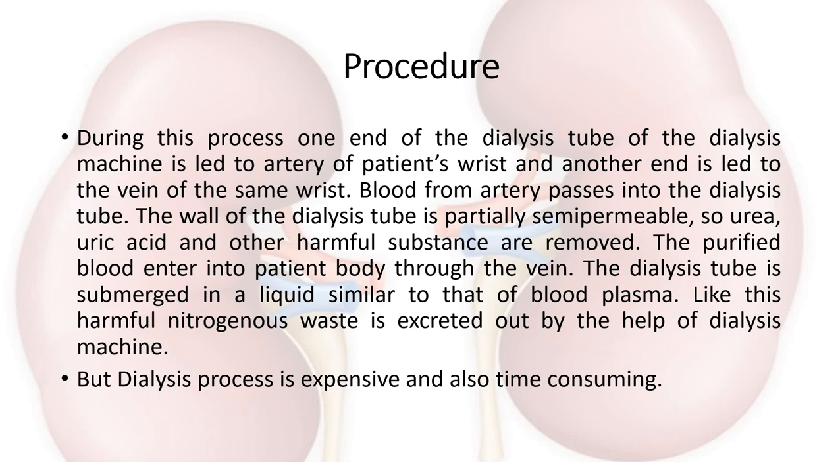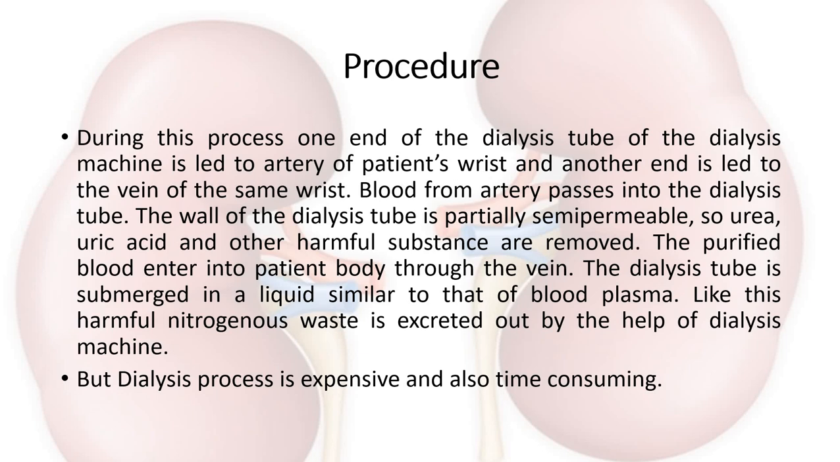About the procedure of dialysis: during the process, one end of the dialysis tube will be led to the artery of the patient's wrist, and the other end of the dialysis tube will be led to the vein of the same wrist. Blood from the artery passes into the dialysis tube, and the wall of the dialysis tube is partially semi-permeable. So urea, uric acid and other harmful substances present inside our body fluid will be removed. Then the purified blood enters the patient's body through the vein.